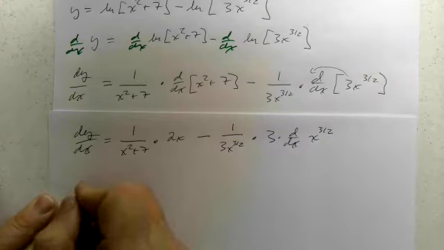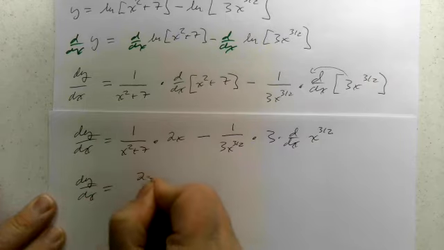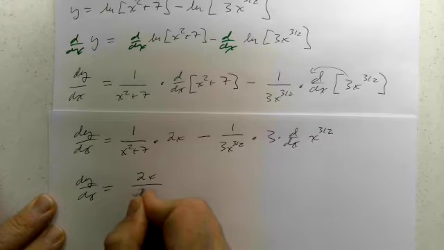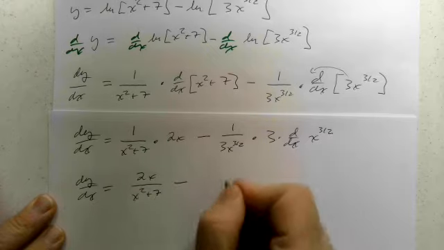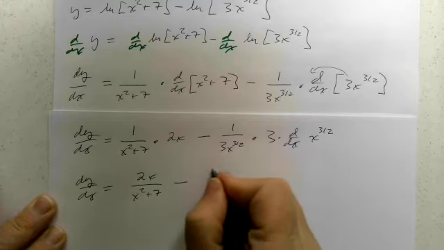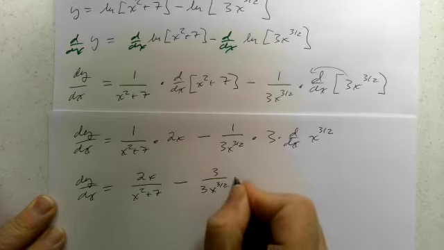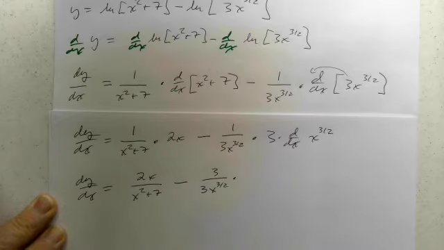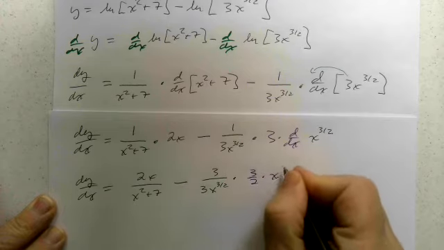So now what do I have? I have dy dx equals 2x over x squared plus 7 minus 3 over 3x to the 3/2, times the derivative with respect to x of x to the 3/2. Pull the 3/2 down front. 3/2 times x to the 3/2 minus 1.